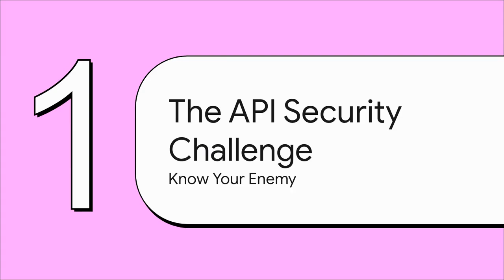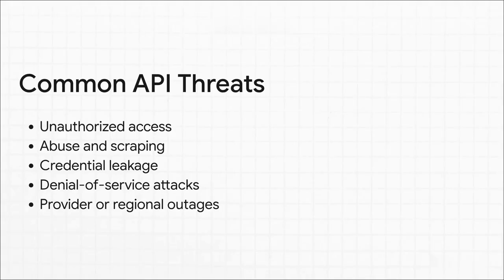So let's kick things off by getting to know the most common threats that any public API is facing right now. And look, the threats are coming from all sides, and they never stop. Attackers are constantly trying to sneak in without permission, or scrape all your valuable data, or just plain steal user passwords. They might even try to knock your whole fortress offline with a giant flood of fake traffic, what we call a DDoS attack. And sometimes it's not even an attack. It could just be a simple power outage at a major cloud provider.